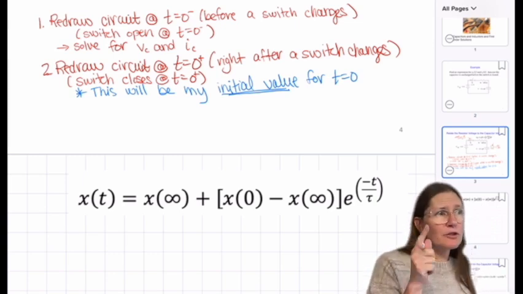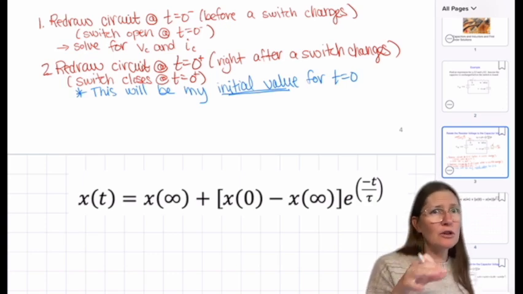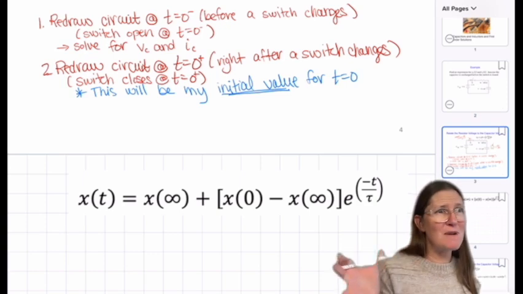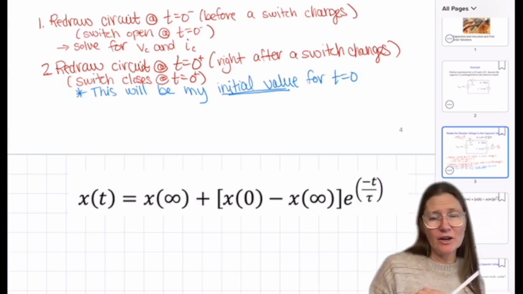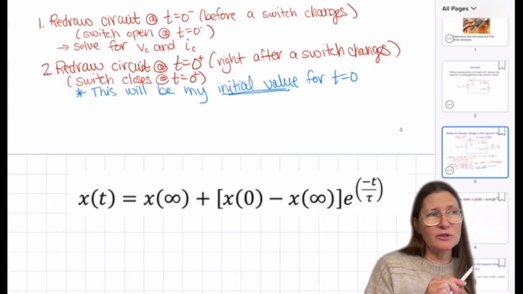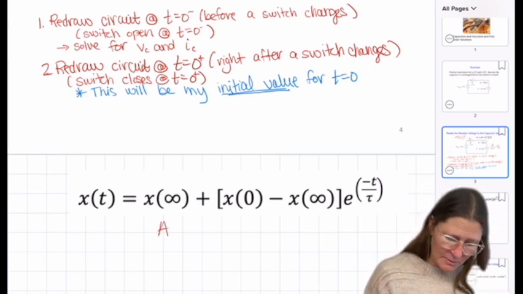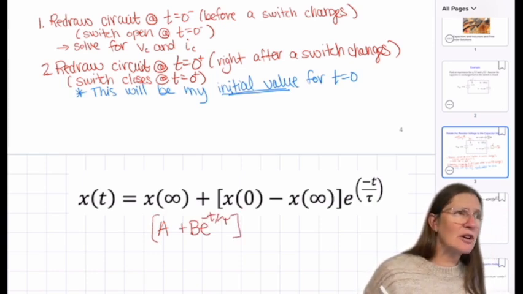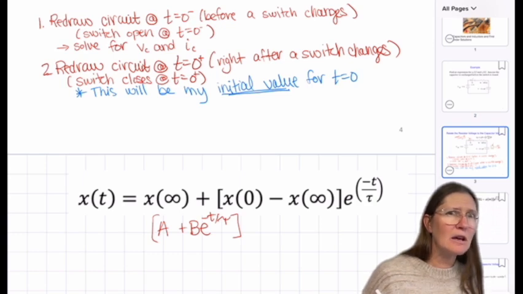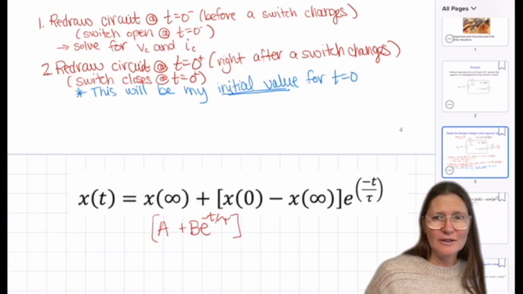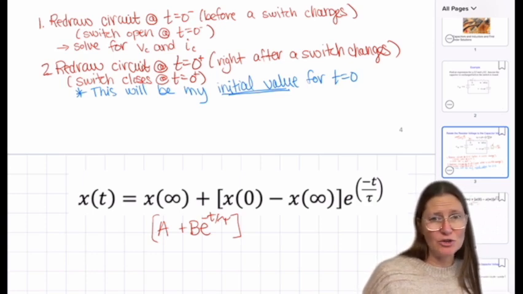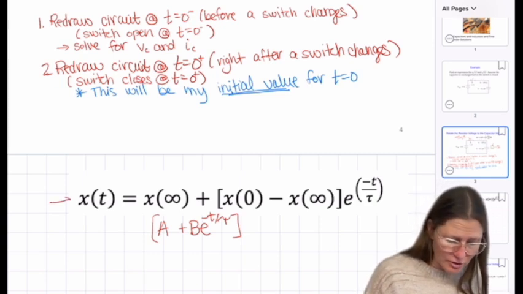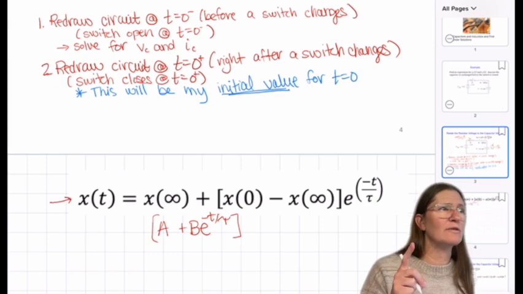So when you have a first order, meaning one derivative within your equation set, if you remember from math, you get a general solution form for that. In our case, it always ends up being an exponential form: a plus b e to the minus t over tau. Those constants A and B, and tau, depend on your circuit. First order means I have one derivative in my equation set.